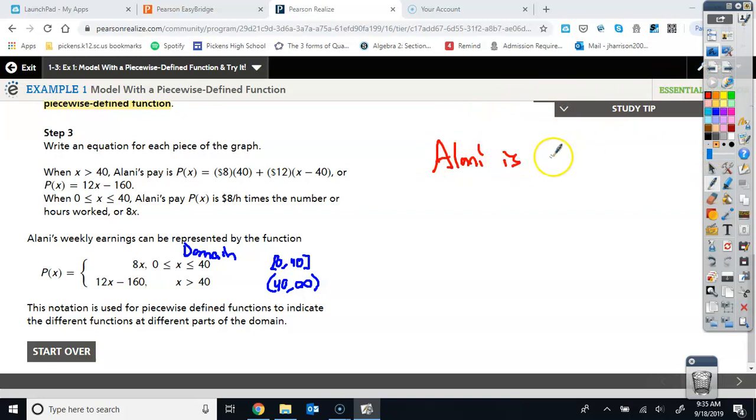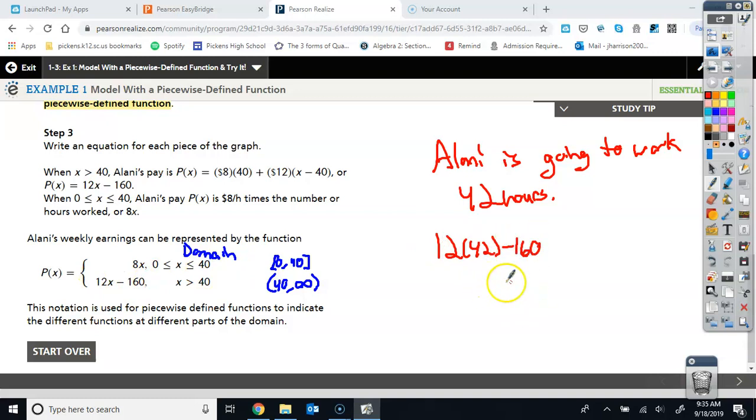So if I said Alani is going to work 42 hours. Wow, Mr. Harrison's handwriting, right? Which one of these would you use? Well, when x is greater than 40, this is how you figure out her pay. So you would do 12 times 42 minus 160. Do the math in the calculator, and I'll grab one handy beside me here while I do this. Talk to yourself for a little bit.